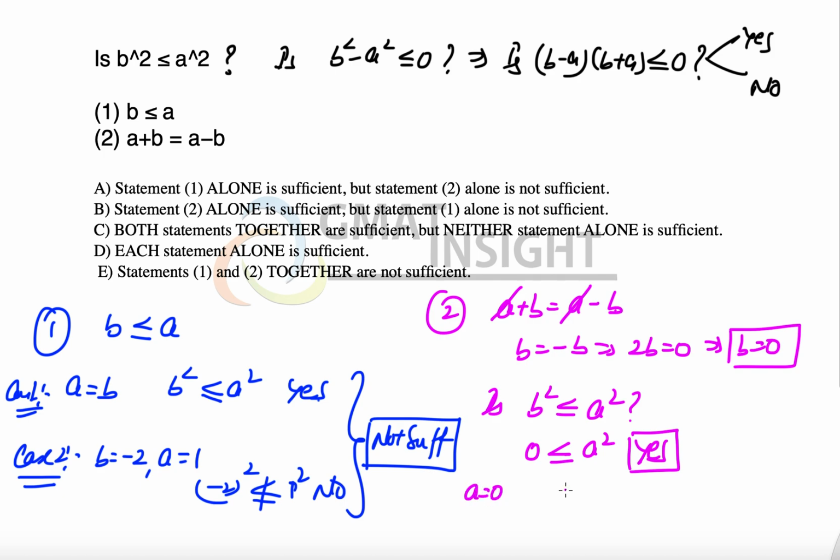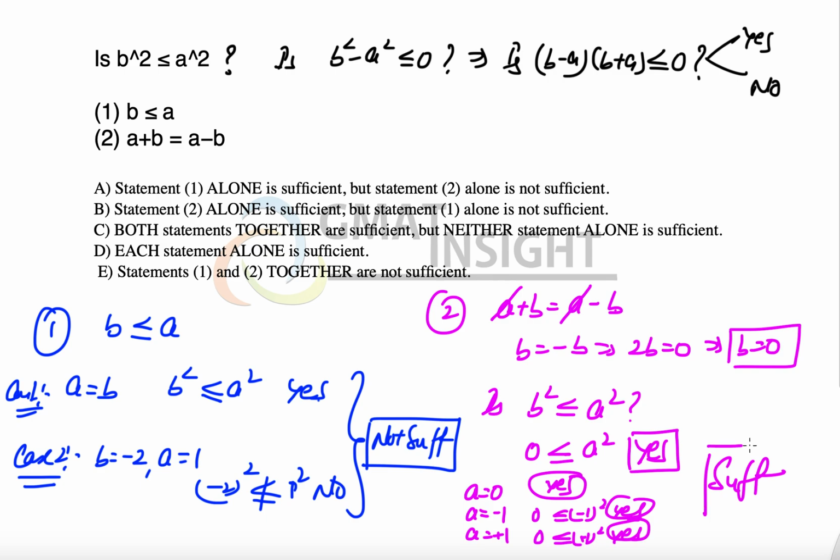If a is equal to 0, then the answer is yes. If a is equal to minus 1, then 0 is less than or equal to minus 1 square, so the answer is once again yes. If a is equal to plus 1, then 0 is less than or equal to plus 1 square as well, the answer is again yes. Since we have the consistent yes here, that means the second statement is definitely sufficient and the answer of the question becomes option B, which means statement 2 alone is sufficient but statement 1 alone is not sufficient.